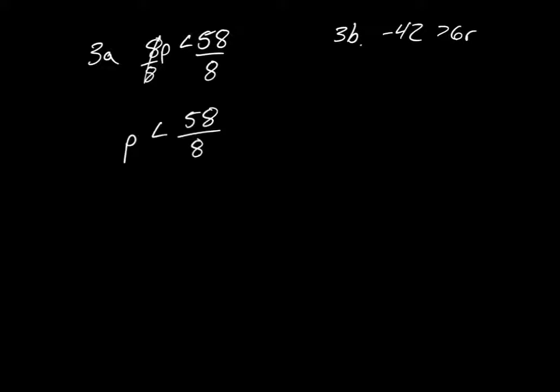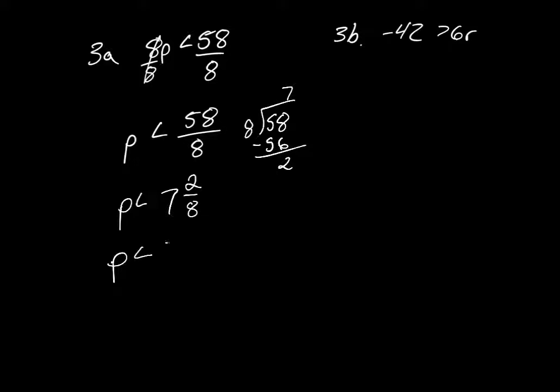Okay, so I'm going to figure this thing out. If you don't know how to do it in your head, then just do a division problem. 58 divided by 8. How many times does 8 go into 58? Goes in 7 times. 8 times 7 is 56. You subtract, you get 2. And so your answer would be p is less than 7 and 2 over 8. And then you can simplify the 2 over 8 and get p is less than 7 and 1/4.